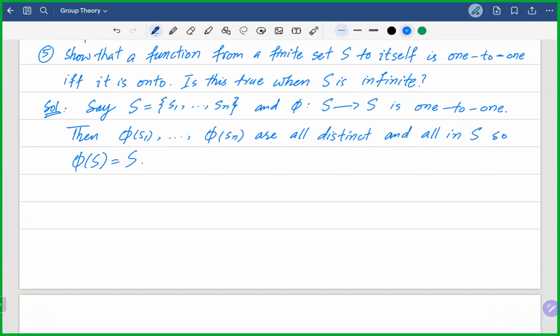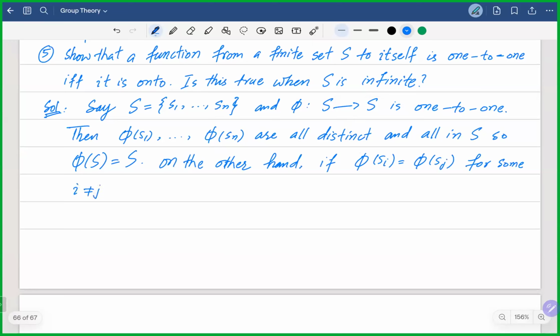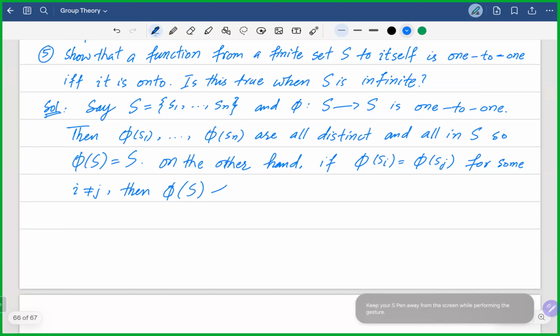On the other hand, if phi of Si is phi of Sj for some i not j, then phi of S has at most n minus 1 members, right? And that makes that first thing true.